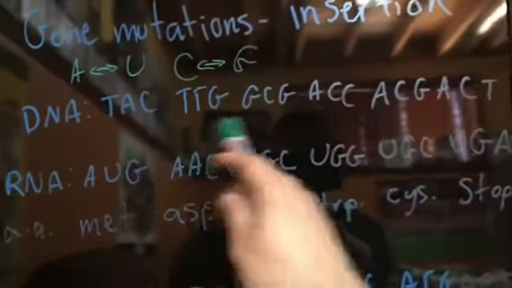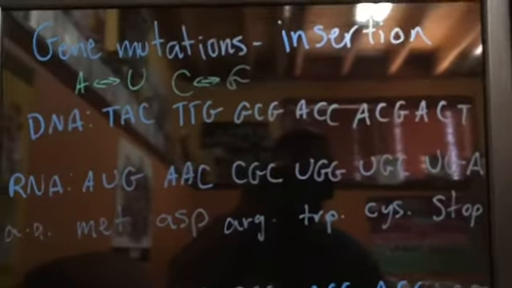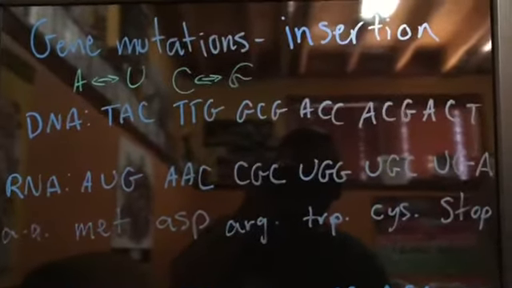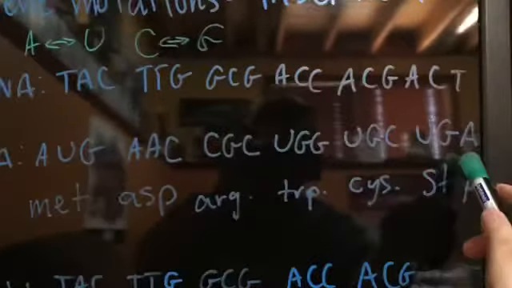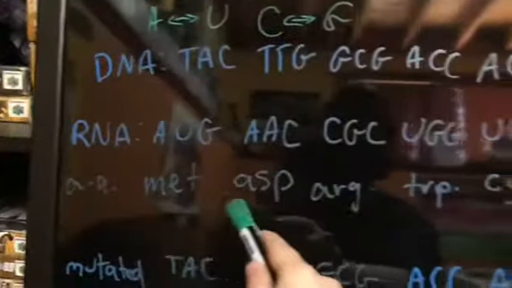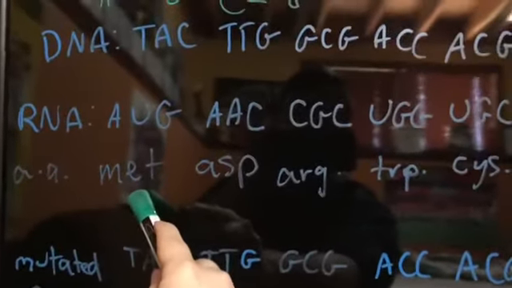This is the DNA sequence that we had in the last video, and we found that this was the RNA sequence and these were our amino acids. So we had our start amino acid and then some other ones and then our stop, which created a protein.